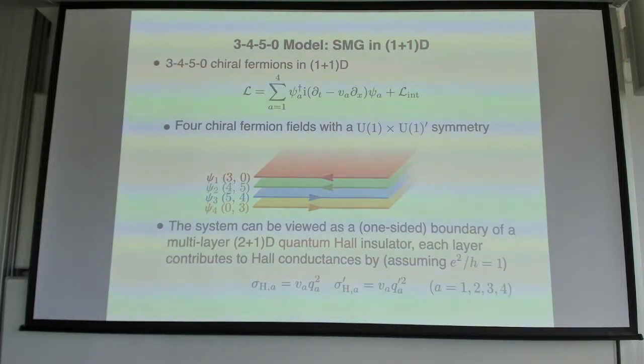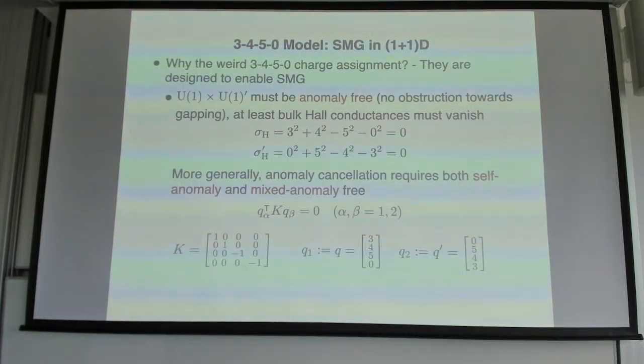There can also be cross terms. Yes, I want to also mention that. But let's focus on the self Hall conductance first. That already gives us some hints about why 3450, why it's so weird.